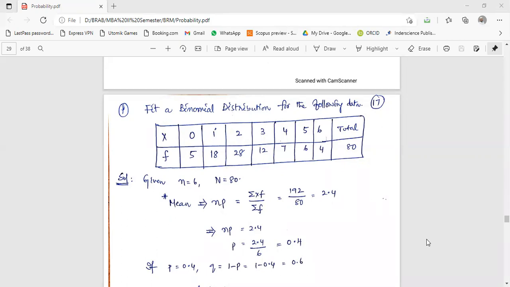The corresponding frequencies for each random variable are also given. That is, for 0 it is 5, for 1 it is 18, for 2 it is 28, for 3 it is 12, for 4 it is 7, for 5 it is 6, and for 6 it is 4. So the total frequency is 80. So what is given here? n means number of trials, Bernoulli trials, that is 6. And N means sigma f. We can also denote it with capital N.